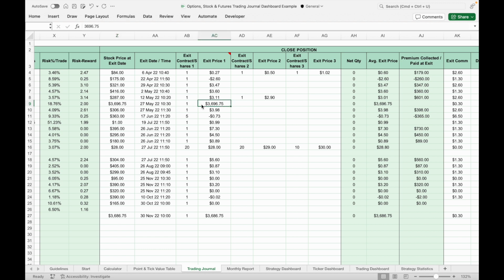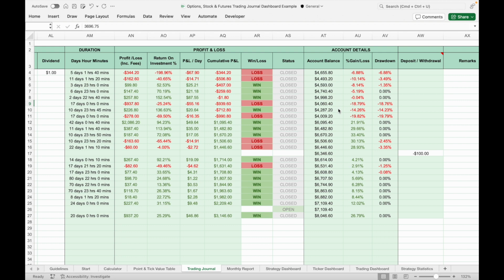If you exit the trade in multiple stages, you can enter the price and position for each exit point with up to 3 exit positions and prices. Input the commission and any dividends received while holding the stock share. The cells in green will automatically calculate the trade duration, profit and loss, return on investment, P&L per day, cumulative P&L, win or loss status, account balance, percentage gain or loss, and drawdown.